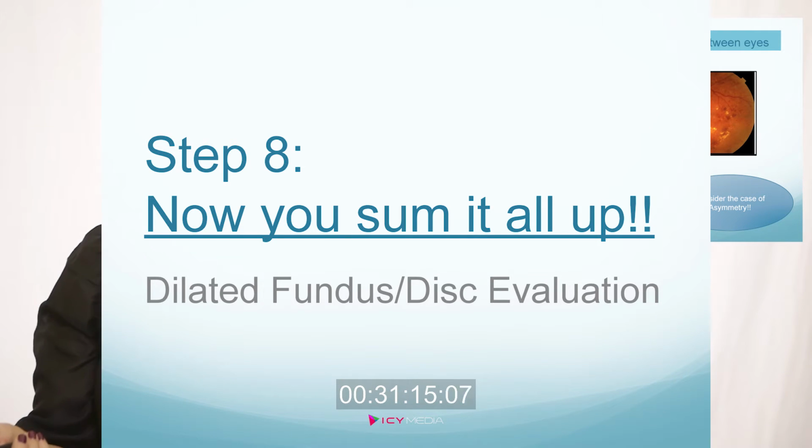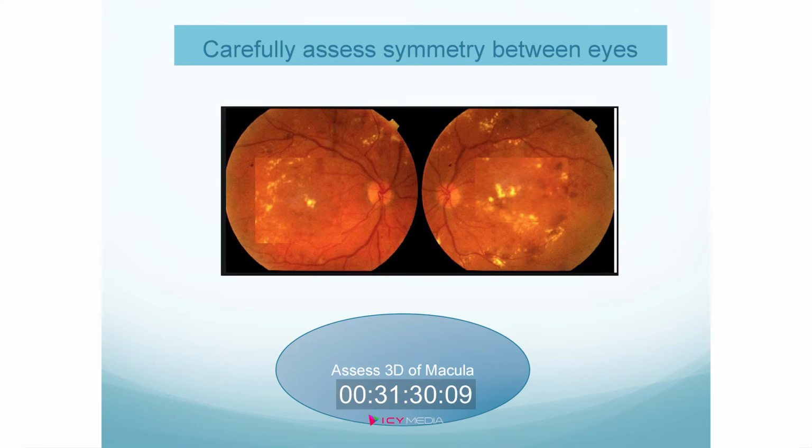Then you take all the information that you've gotten and you sum it up. You look at the symmetry between the eyes. And I stress the symmetry because in a patient that has diabetes, you would expect the retinopathy to be symmetric, okay? A patient that has a systemic disease should have symmetry between the eyes. If there isn't symmetry, you need to start investigating the reasons why.